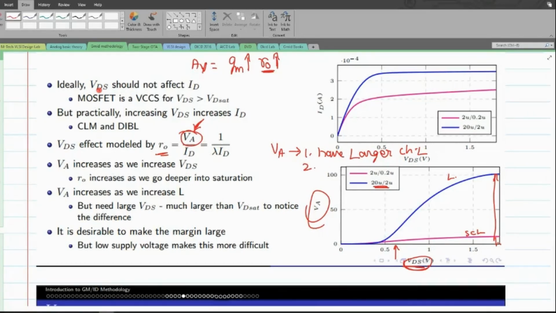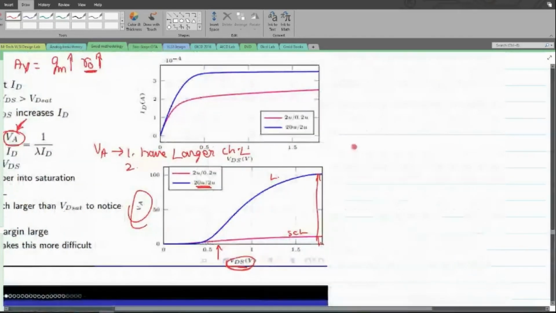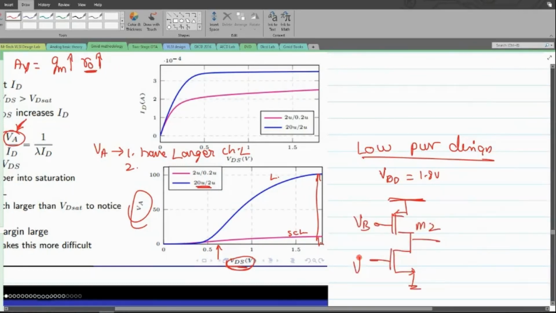But having a larger value of VDS is not always quite possible, particularly when you go for low power designs. The value of VDD that you would be assigned is already small, say for example like 1.8 volt or something like that. You end up having a very small supply voltage. Let me draw a simple CS amplifier, and I apply my input towards the NMOS M1, and we have a V out.